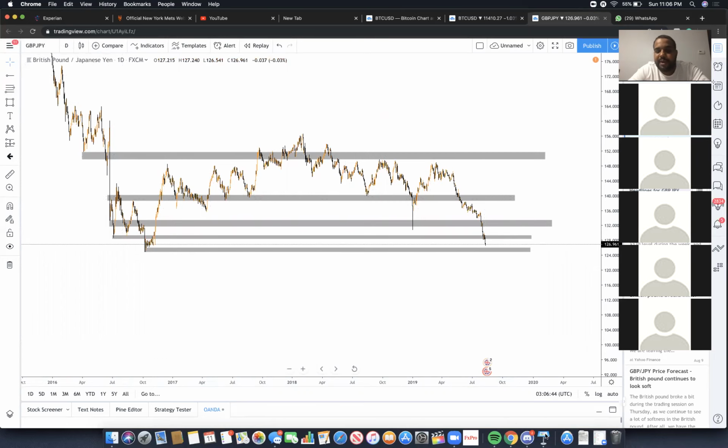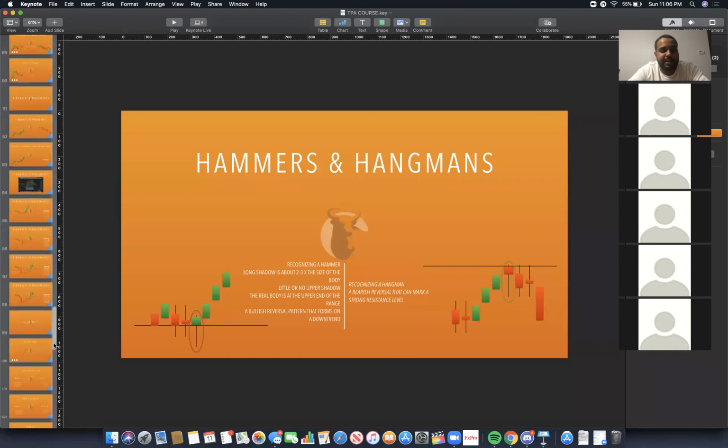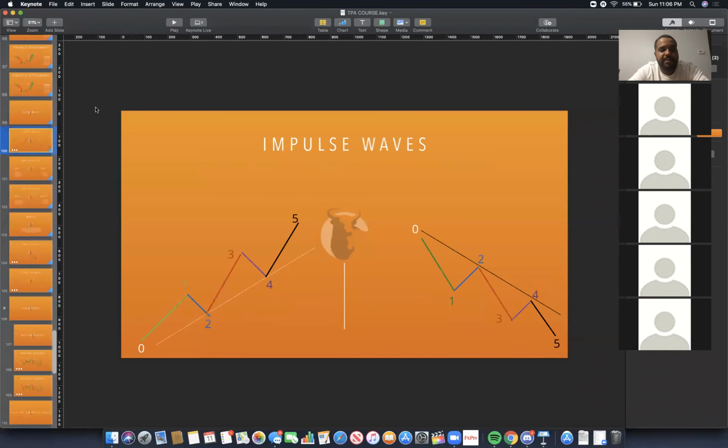So with Elliott waves, let's talk about the first wave, right? In Elliott waves, there's something called an impulse wave. The impulse wave is when the market is trending up or down, right? And what defines these impulse waves are the actual number in those waves.